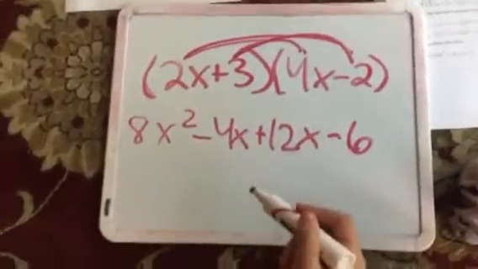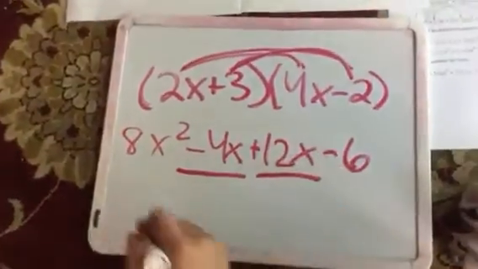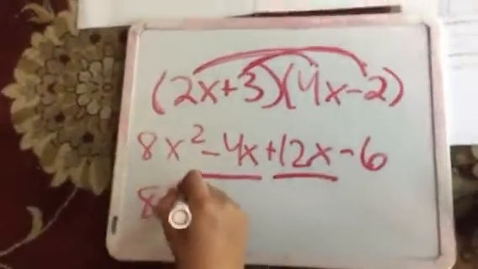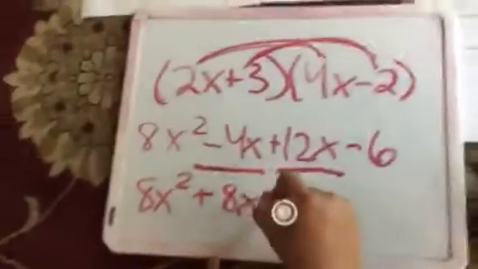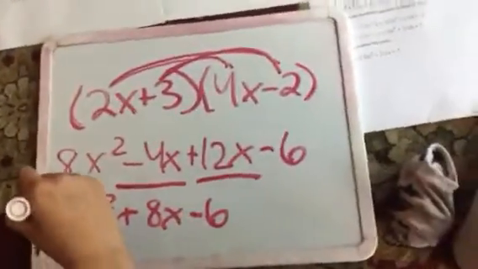So now let's see if we can combine like terms, and we can see we can combine negative 4x and 12x, and we can get 8x squared plus 8x minus 6. And this is our final answer.